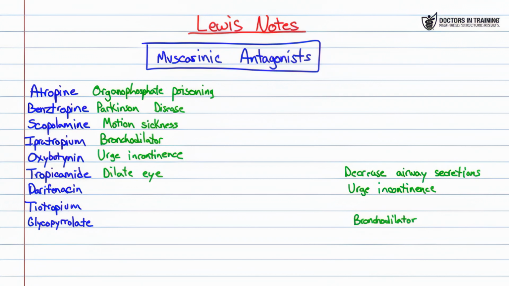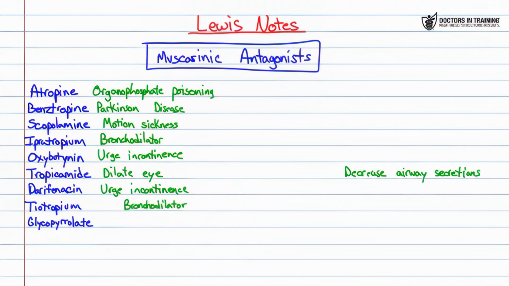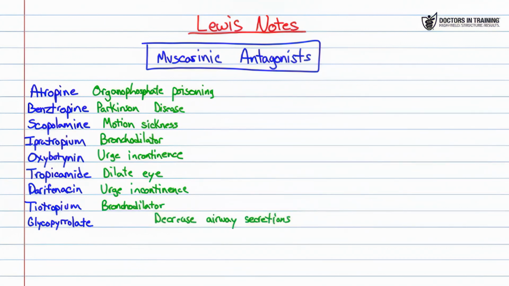Darifenacin is another one of those urge incontinence drugs that can be used for overactive bladder, that type of stuff. Tiotropium, very similar to ipratropium, is a bronchodilator again. We're going to use that. It's a little bit longer acting than ipratropium. Next, we have glycopyrrolate. Glycopyrrolate is going to be used to decrease airway secretions, so used in anesthesia more often to help decrease all the goo that's going to come out. All right, so just another review there for some of our muscarinic antagonists. All right, so let's move on.